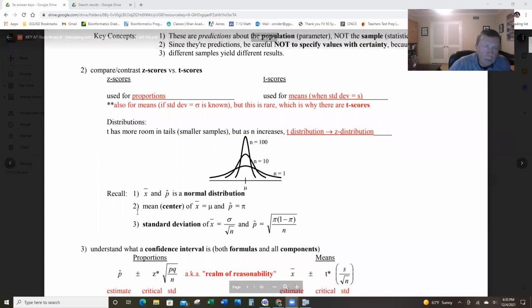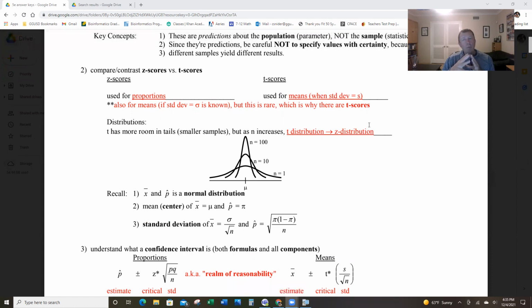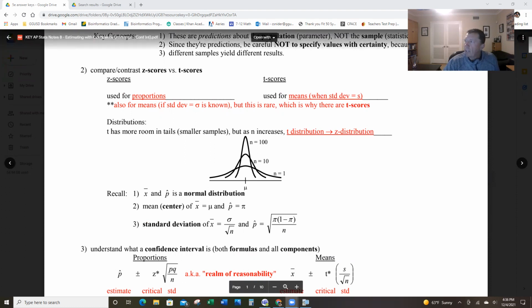Compare and contrast z-scores versus t-scores. Z-scores are going to be used for proportions. T-scores are going to be used for means. You could do a z-score for means if the standard deviation is known. I make a note of that right here. If a standard deviation is known, but that is so rare. Don't worry about it. Just do this. If you're doing a proportion, do a z-score. If you're going to do a mean, do a t-score. I hope that makes sense to you.